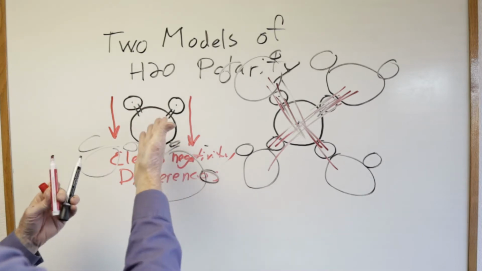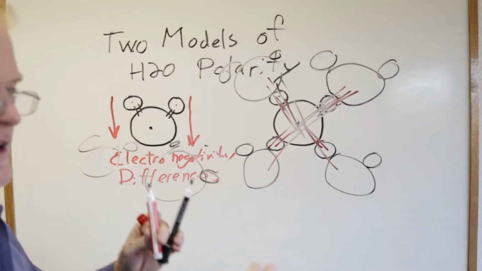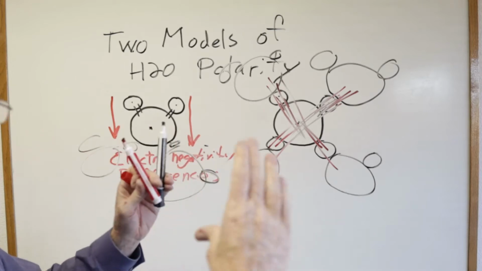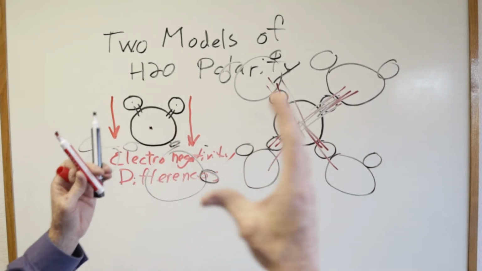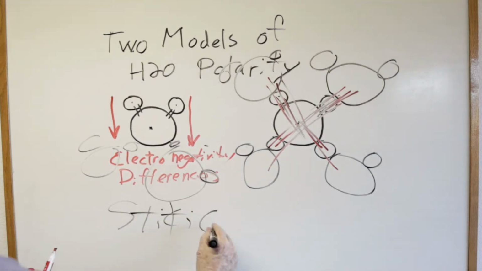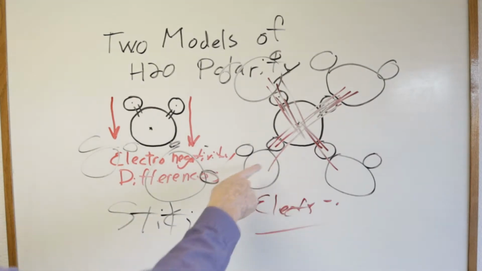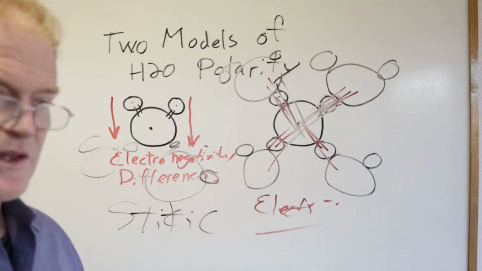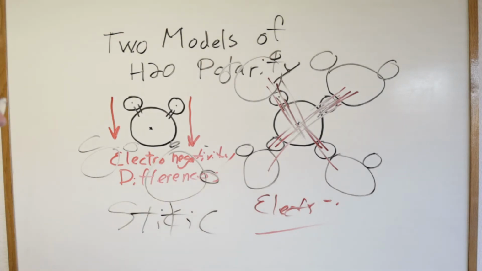And so on this one, according to its theory anyways, it is the molecule that determines the electronegativity difference, and that makes the polarity static. It never changes. Whereas on this one, it changes every single time there's an additional hydrogen bond made.